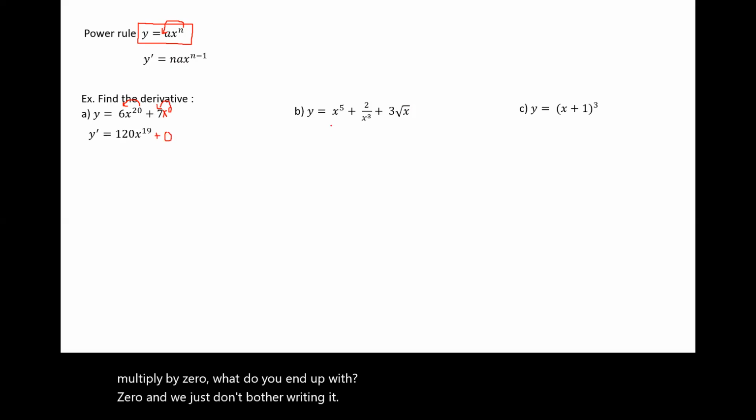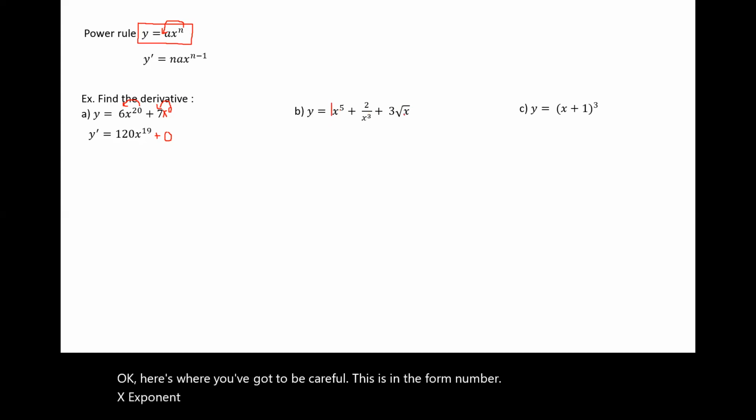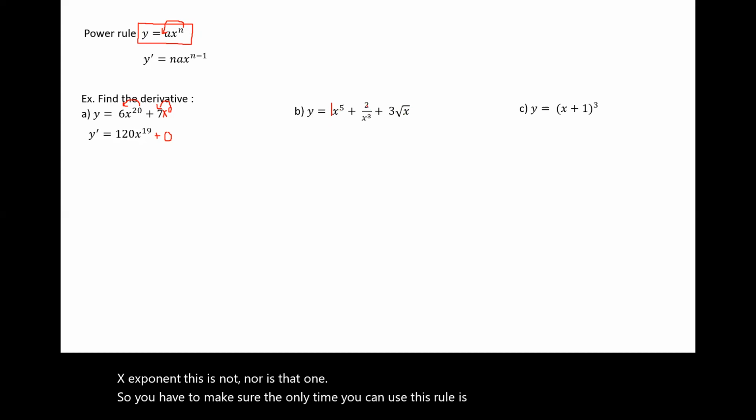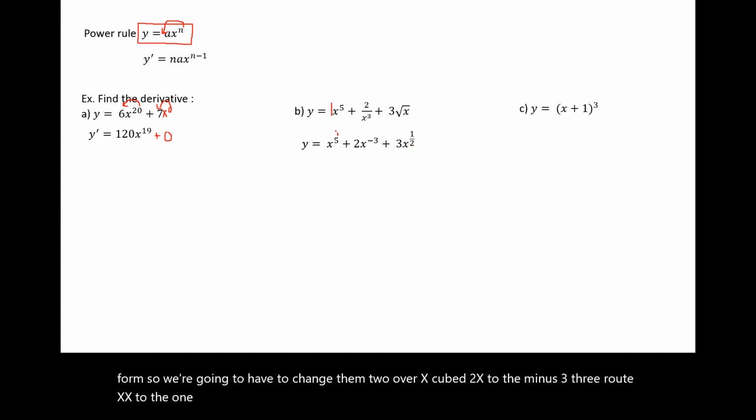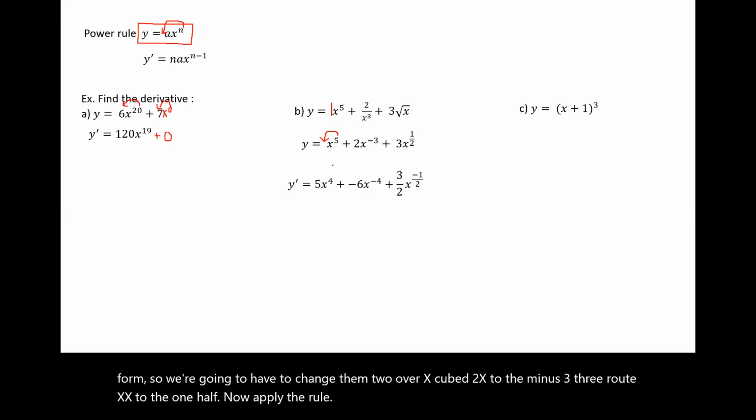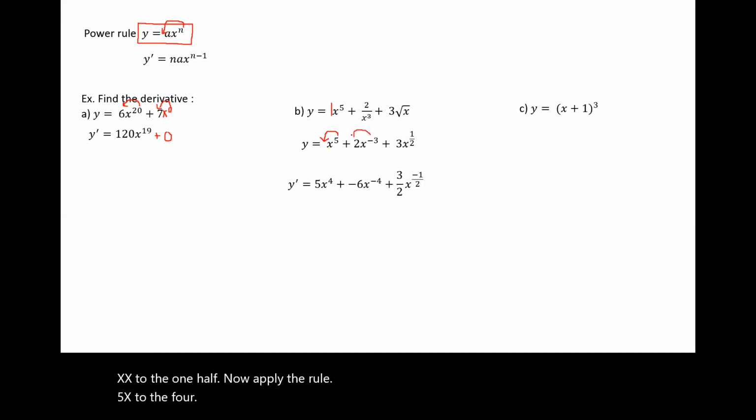Okay, here's where you've got to be careful. This is in the form number x exponent. This is not, nor is that one. So the only time you can use this rule is when things are in the right form. So we're going to have to change them. 2 over x cubed is 2x to the minus 3, 3 root x is 3x to the 1/2. Now apply the rule. 5x to the 4 minus 6x to the minus 4.